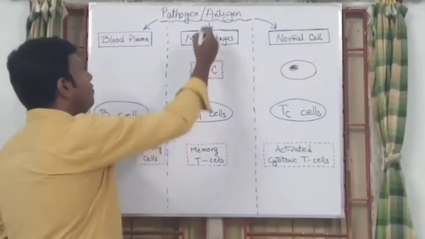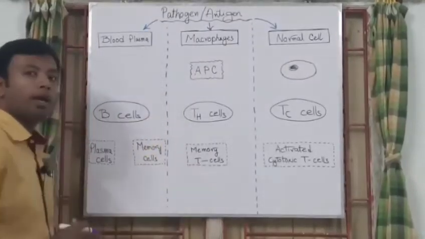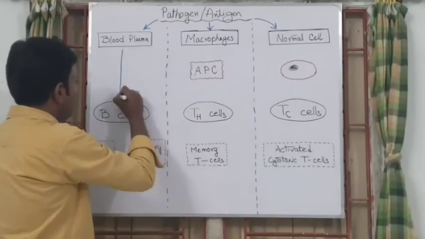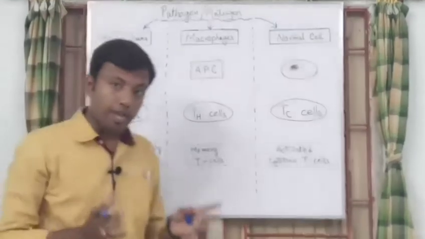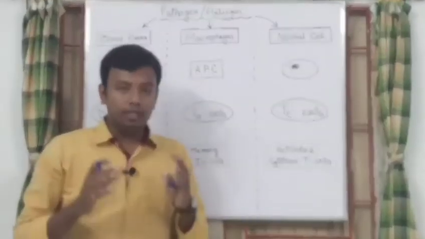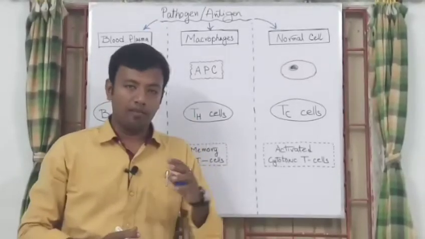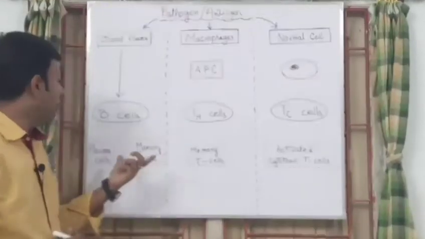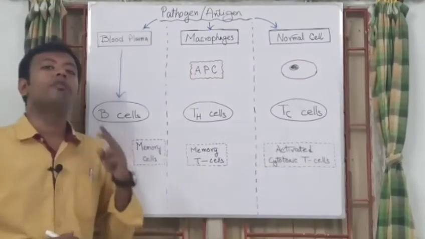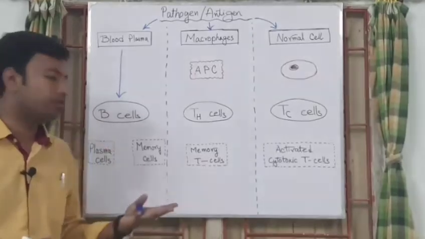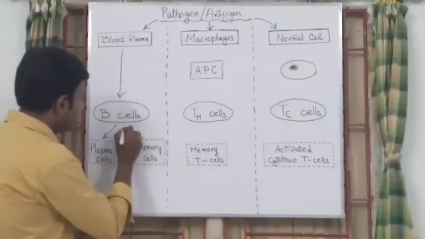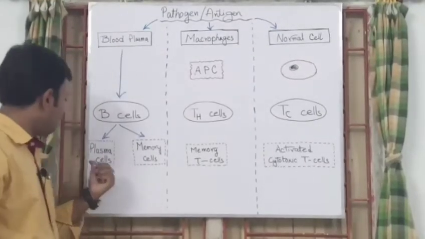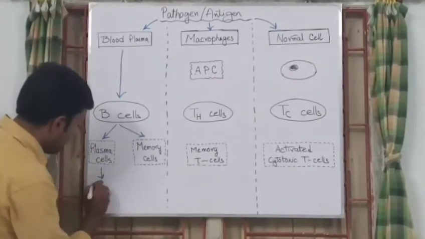What will happen if any foreign antigen enters our blood plasma for the first time? It will get encountered by naive B cells. What is the meaning of naive? Naive means newly formed, just coming out from the bone marrow after maturation. These B cells after activation will get divided into two groups of clones or clusters of cells. These are plasma cells and memory cells. Out of these two categories of B cells, plasma cells can produce antibody directly.